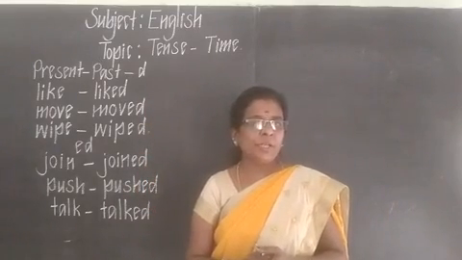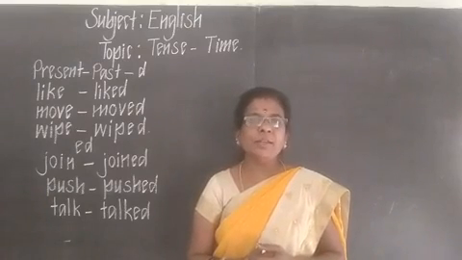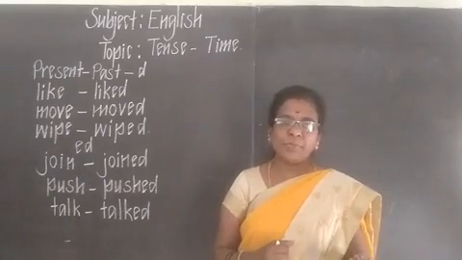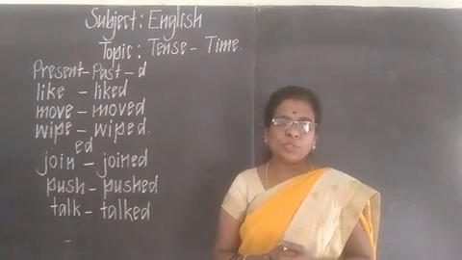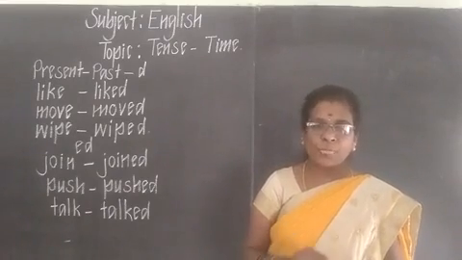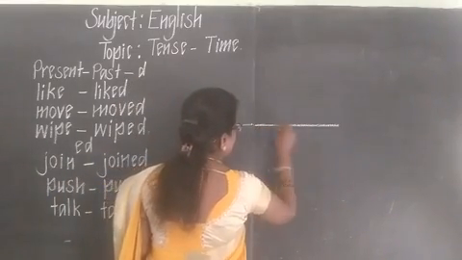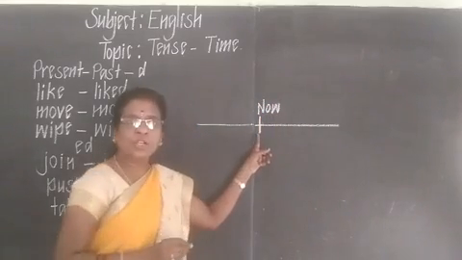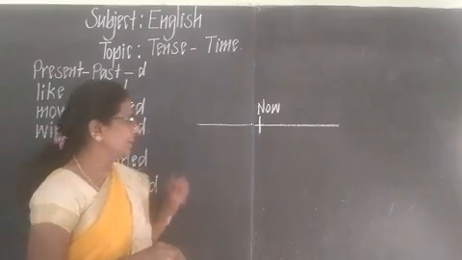Many of the most frequently used verbs are irregular verbs. Let's review a few things about the past simple tense too. It is used to talk about a complete action in a time before now. Okay, children, see here. Now means the action is present. Now we are doing this action.